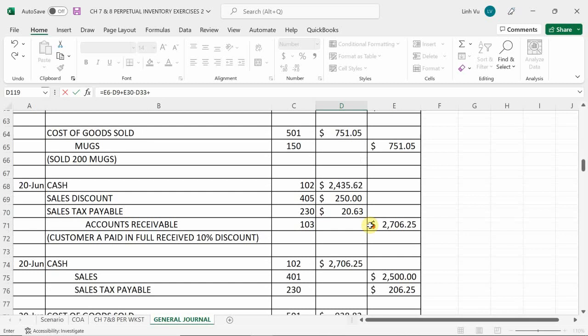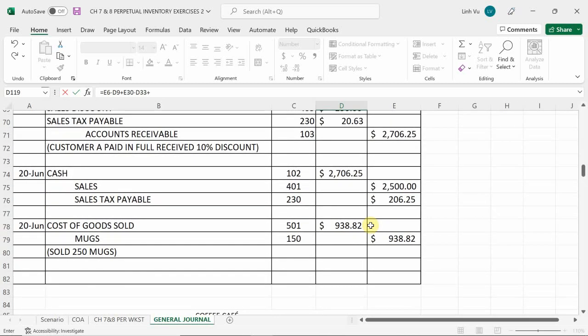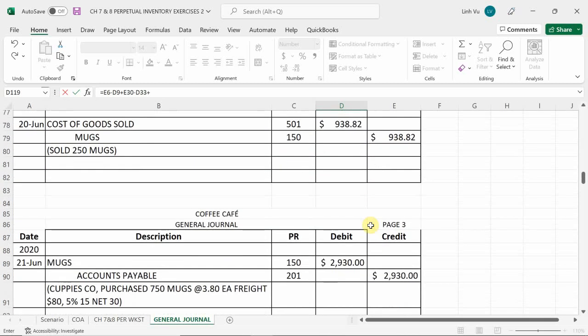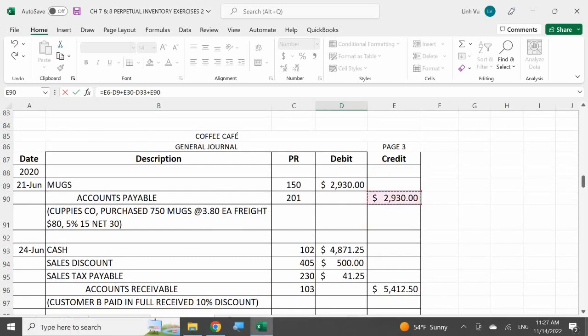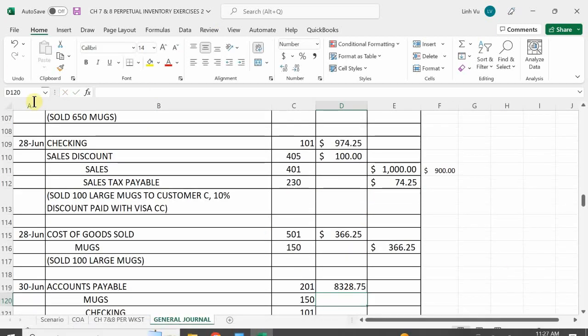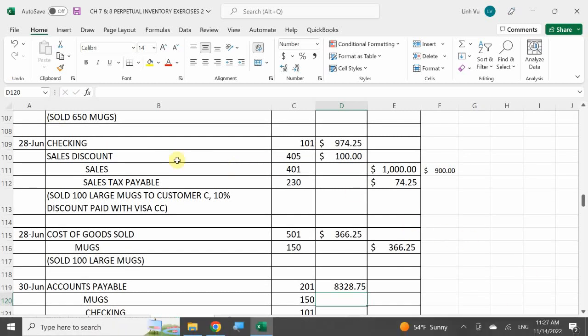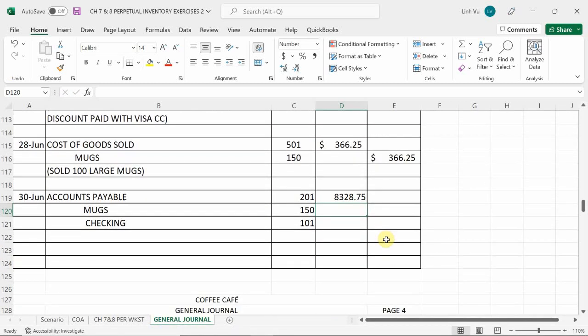And then last but not least, on the 21st of June, I made another purchase of 750 units for $2,930. So in grand total, if you calculated that, you should have a grand total of $8,328.75. Okay?